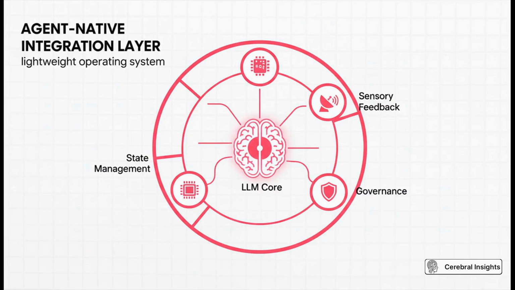And when you start building your systems this way, you end up creating what that 2025 agent report called an agent-native integration layer. Really, you can just think of it as a lightweight operating system for the LLM. This becomes the essential infrastructure that was missing from all those failed pilots. It's what manages state, it's what provides the sensory feedback, it governs what the agent is and isn't allowed to do, and most importantly, it's what closes the loop and finally gives us true control.